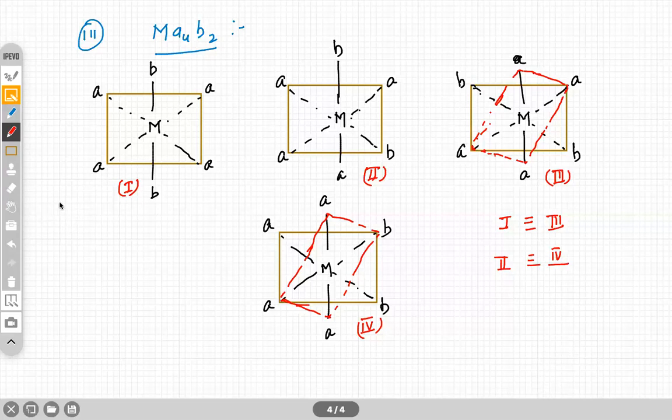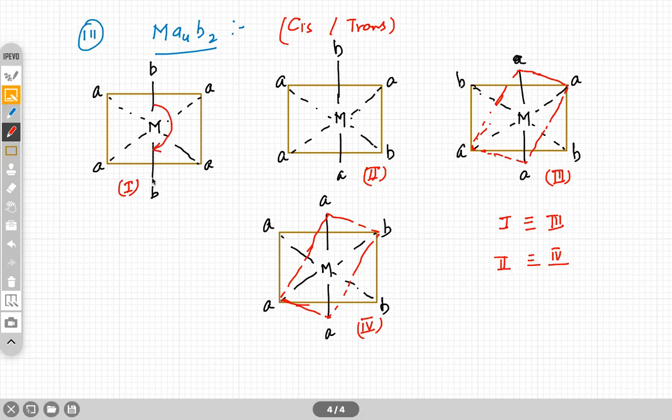One also thing you can think of. We can draw trans isomer in this. We can define cis and trans isomer here. And cis and trans isomer we define by the relative position of the atom. Like you see, if the 2B atoms are present at 180 degree, this is trans isomer.